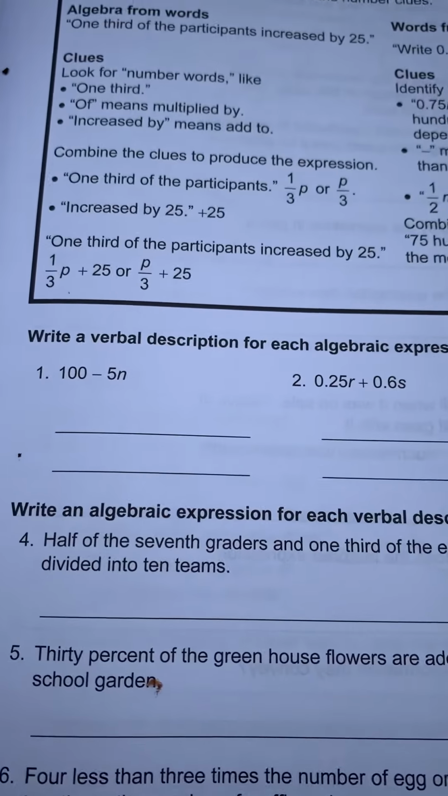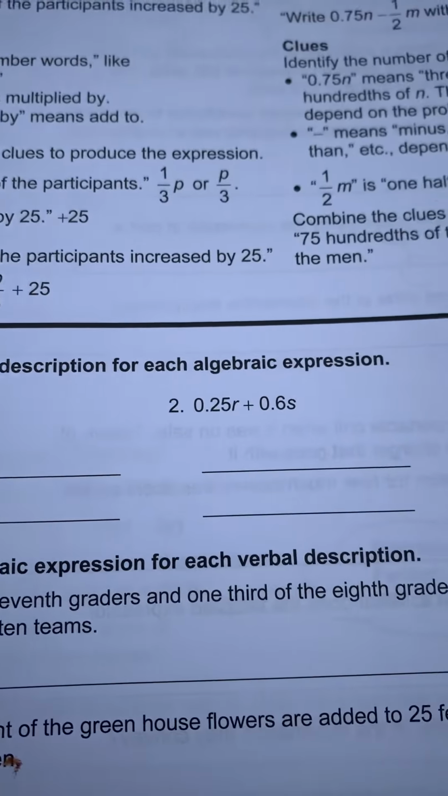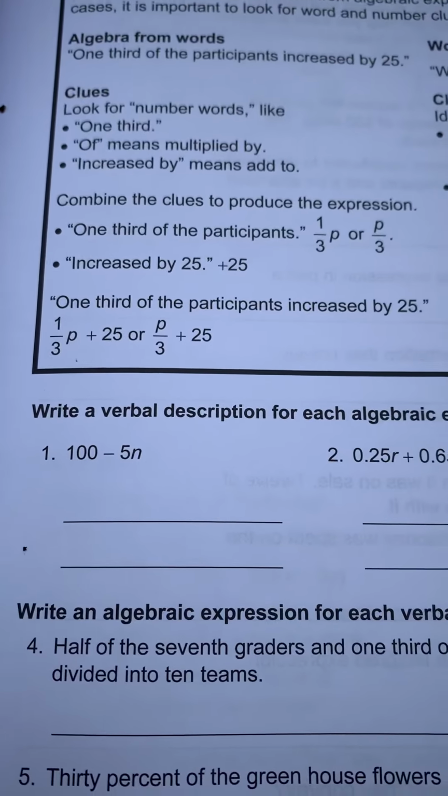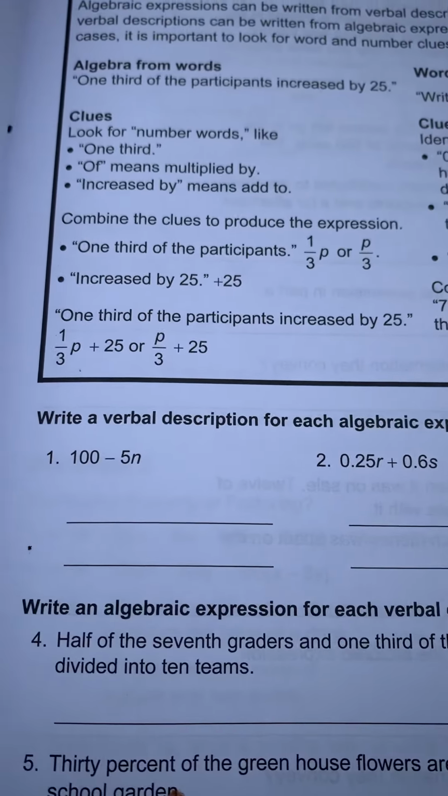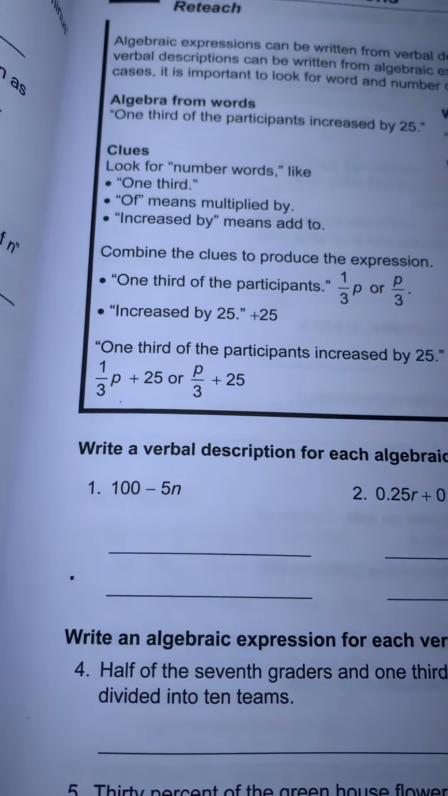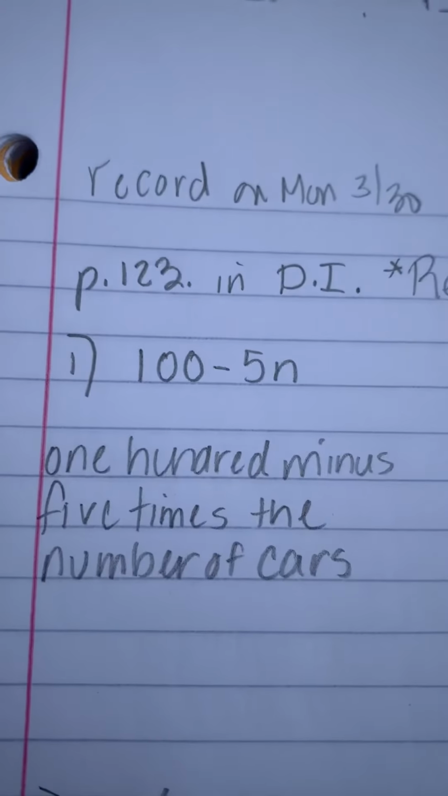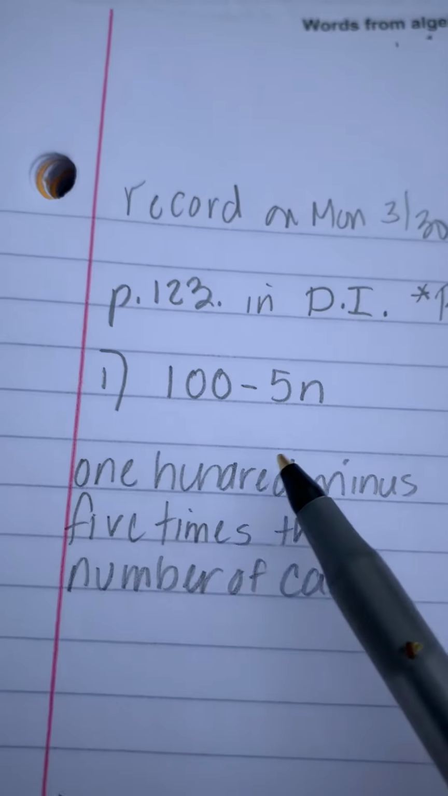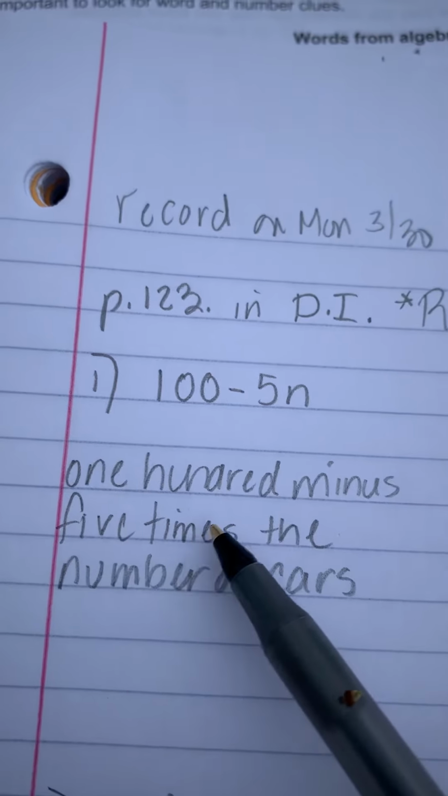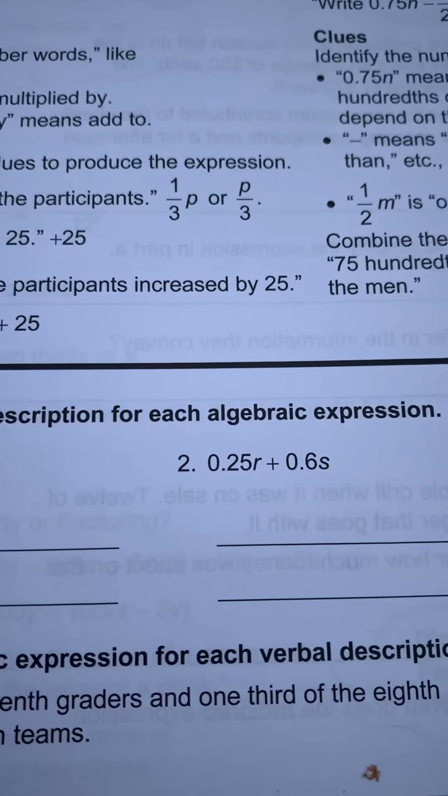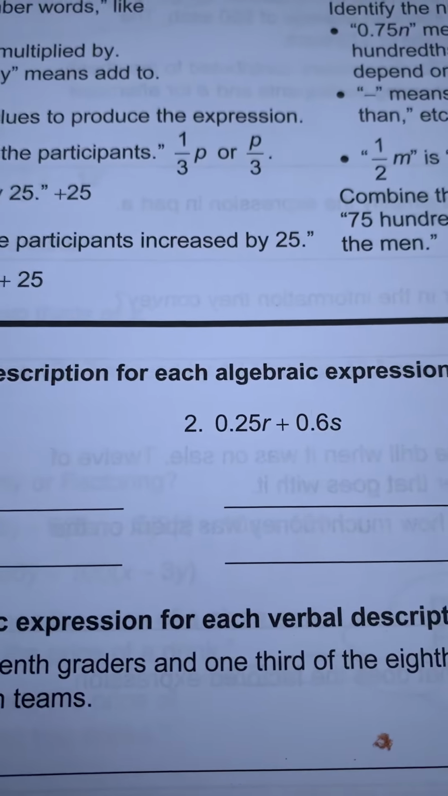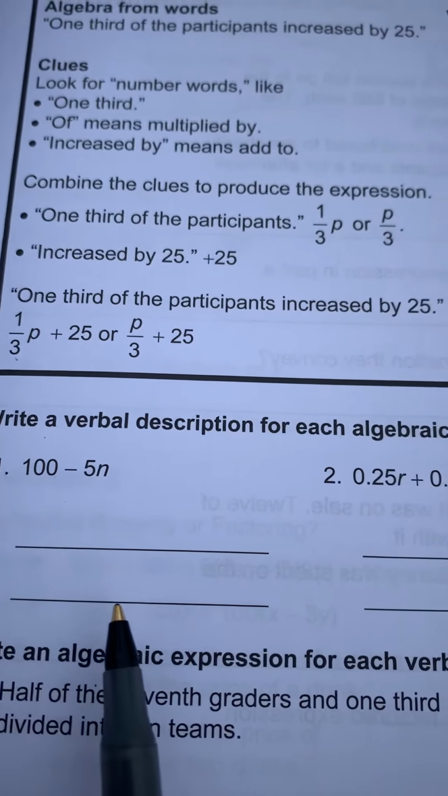So if you take a look here, it says write a verbal description for each algebraic expression. 100 minus 5n. Remember, that means 5 times n. So I just gave an example like this: 100 minus 5 times the number of cars. So again, they gave me the algebraic expression, and I had to come up with words to describe it.